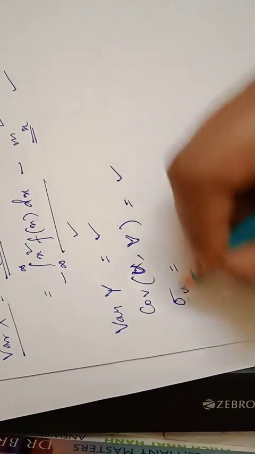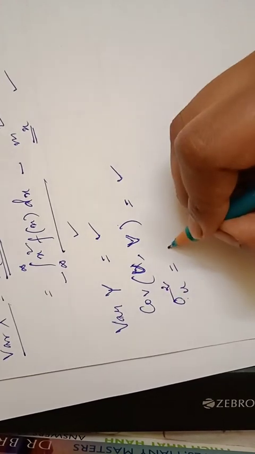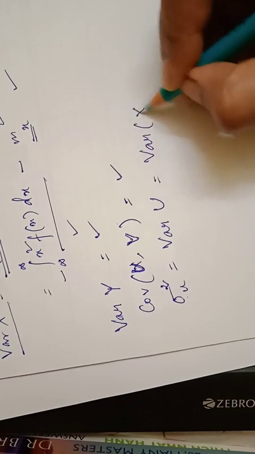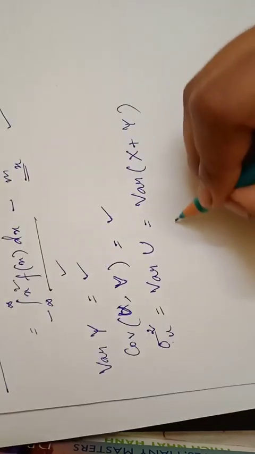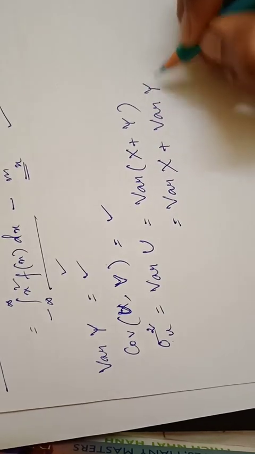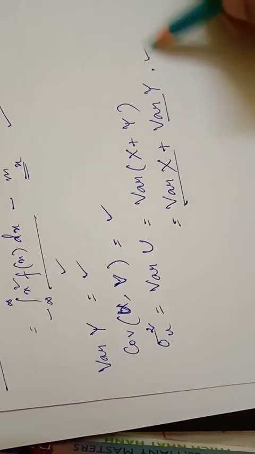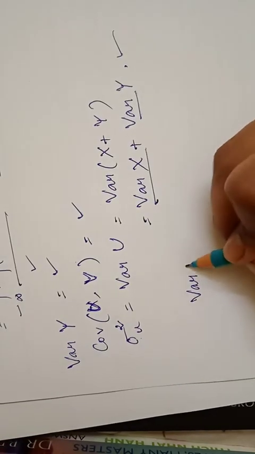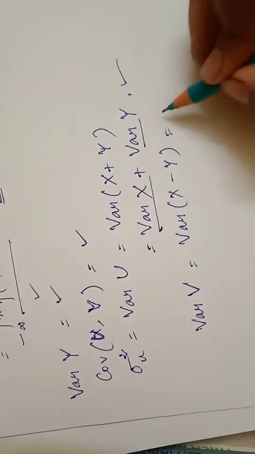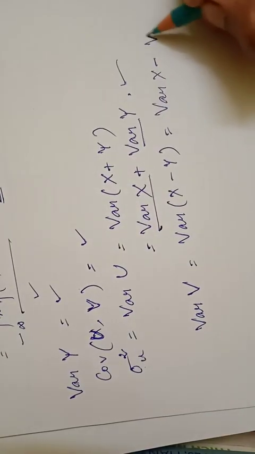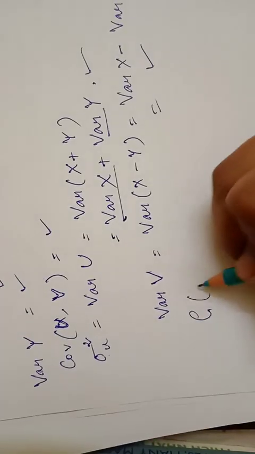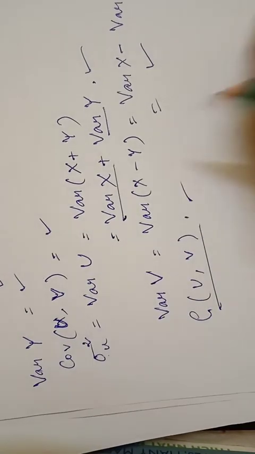Okay, now next topic is you need to find out sigma u. That means sigma squared u gives you variance of u, right? That means variance of x plus y. That will give you variance of x plus variance of y. We already calculated it, put it. Similarly, variance of v will be variance of x minus y. The value is variance of x minus variance of y. Put the values and then calculate rho of u comma v. Okay.